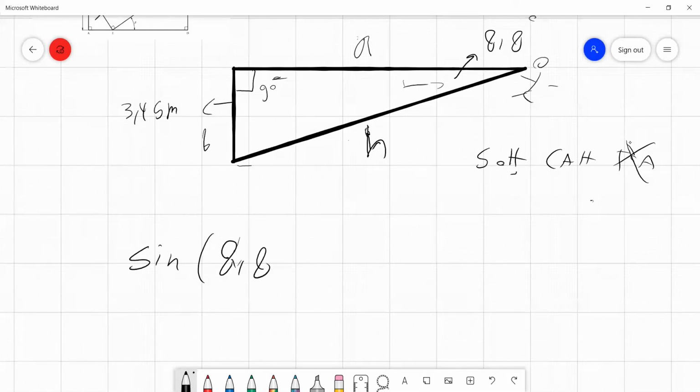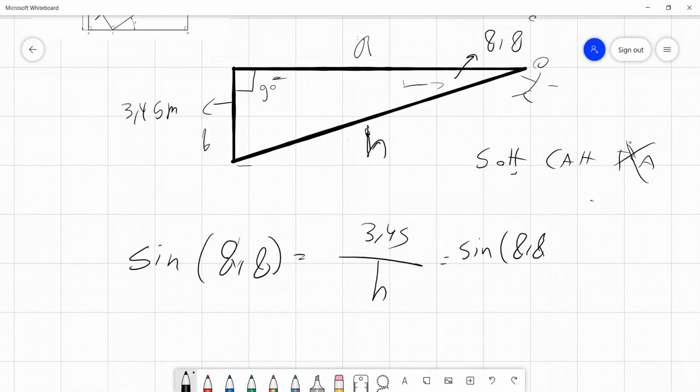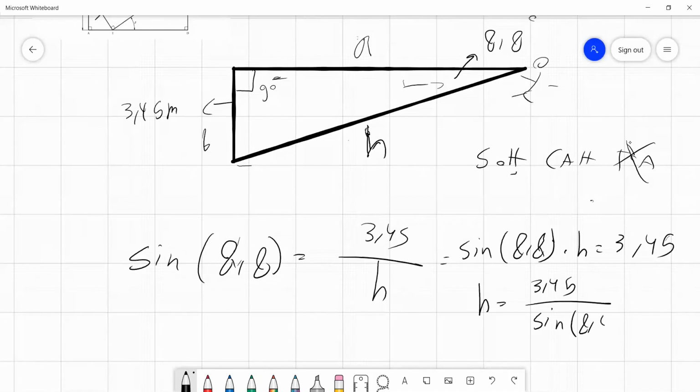So sine 8.8, and sine is opposite over hypotenuse. Opposite is 3.45. That's good, and hypotenuse is what we're looking for. So what we need to do is take the sine of 8.8 times the hypotenuse, and that would equal 3.45. And then the hypotenuse can be taken alone by dividing the opposite side by sine of 8.8. And that should give us the hypotenuse.